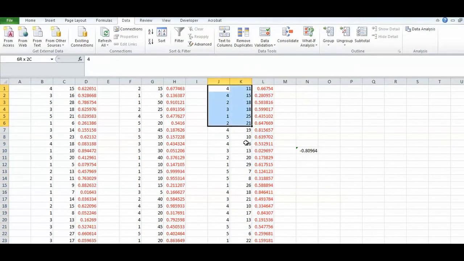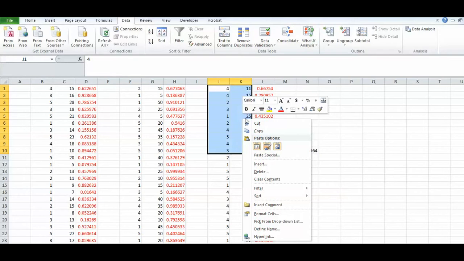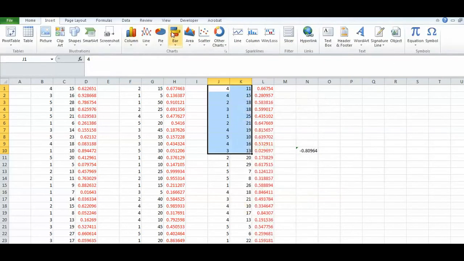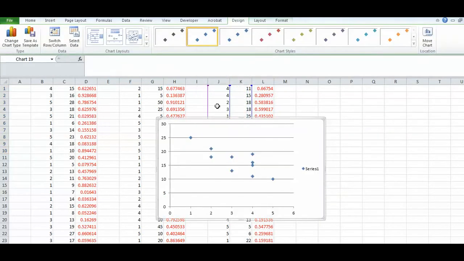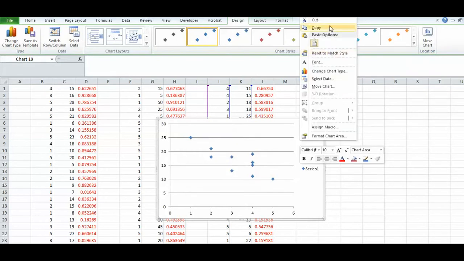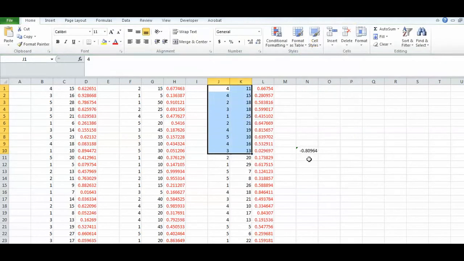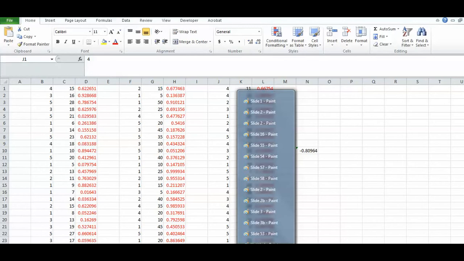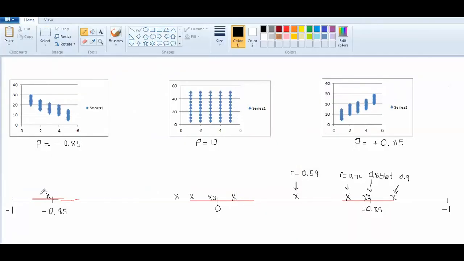This is another sample. It looks pretty negative again. This sample has a correlation of negative 0.809. So it pretty much rounds off to negative 0.8, which is probably down here. No, I'm sorry. It's a little bit out here, closer to 0.